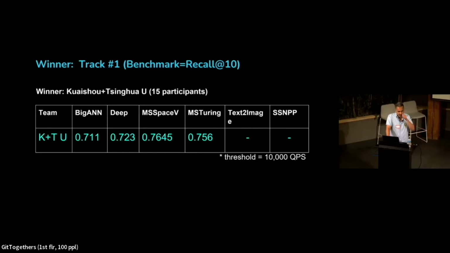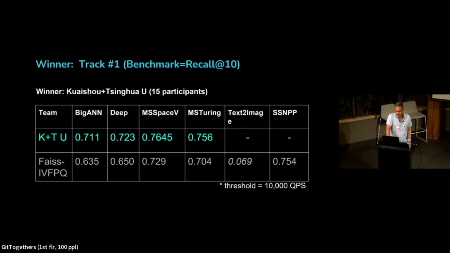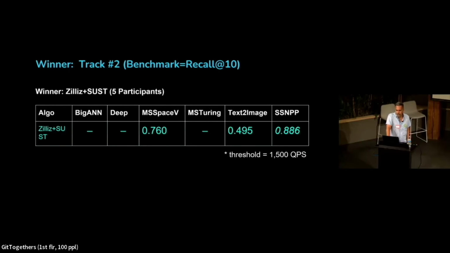We originally had 15 participants for this track. And if we look at the baseline, provided Meta's baseline, you can see that on 3 out of 4 data sets this team was able to beat Meta's baseline algorithm. So they did a great job.